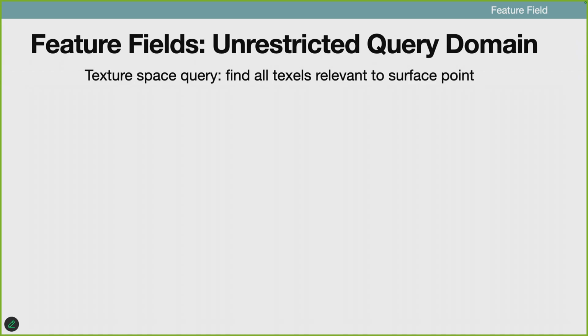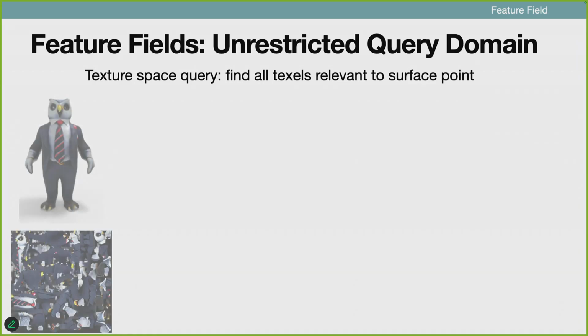But wait, there's more. We can even use the feature field to conduct texture space queries, in which the idea is to find out what texels or pixels in the texture image will correspond visually to a particular query point. In this case, let's say we choose a point on the beak of the owl model, and what we want to figure out is some segmentation of this really nasty texture image, like where the textures actually correspond to this beak. Clearly this is pretty hard to do because these texture images are typically highly fragmented packings of the surface geometry.